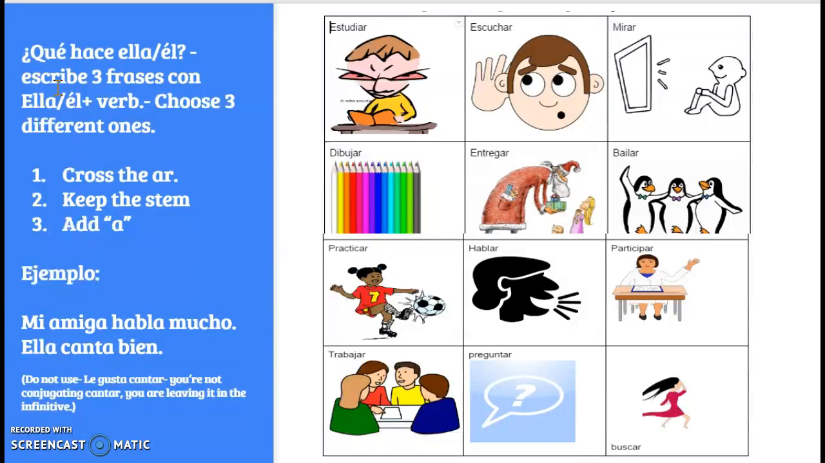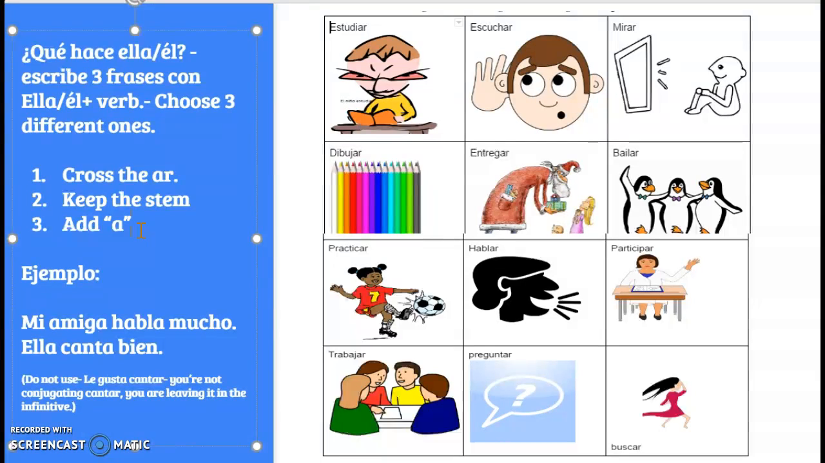Okay. Then for él or ella, you have to write 3 sentences. That's the second part of the assignment. And you have to do the same thing. You're going to choose 3 of those verbs, cross the AR, keep the rest of the verb, that's the stem, and add the letter A. Doesn't matter if it's a boy or a girl.